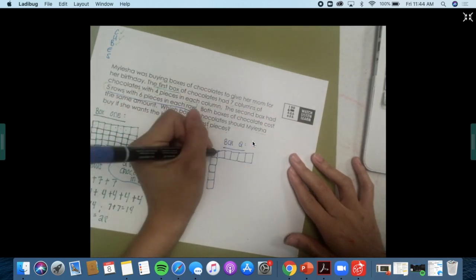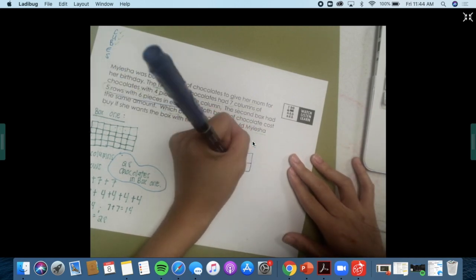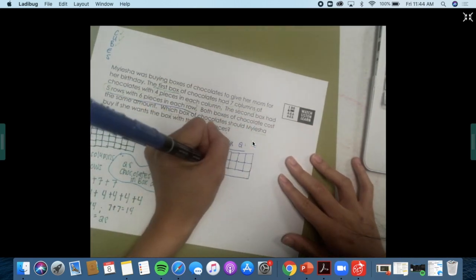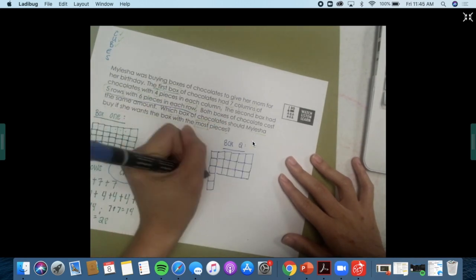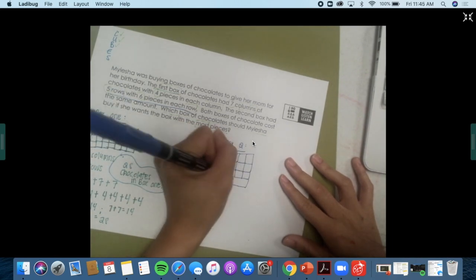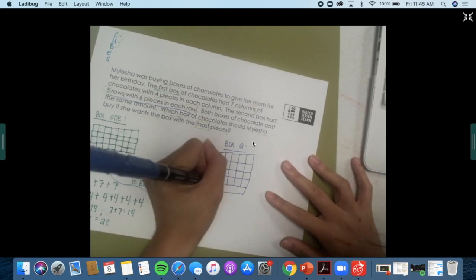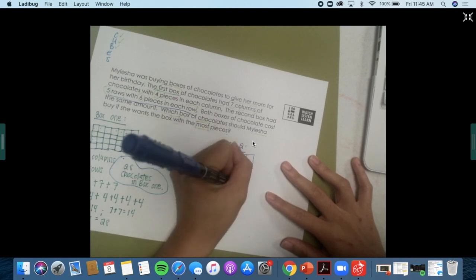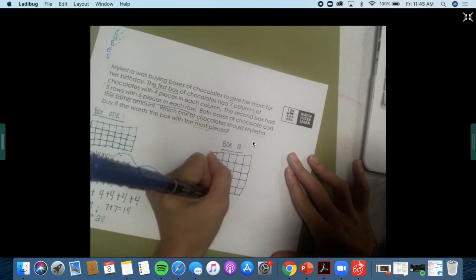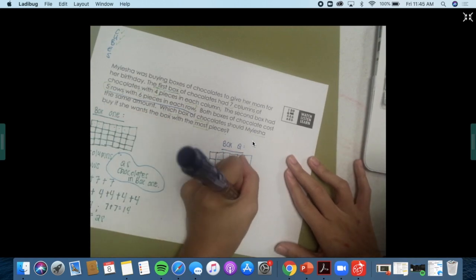So row 1 has 6 pieces. Row 2 has 6 pieces. Row 3 has 6 pieces. Row 4 has 6 pieces. Row 5 has 6 pieces. So there are 5 rows and 6 columns.